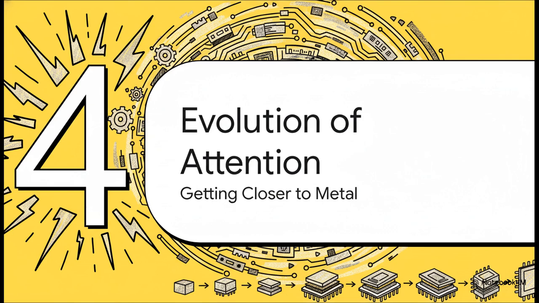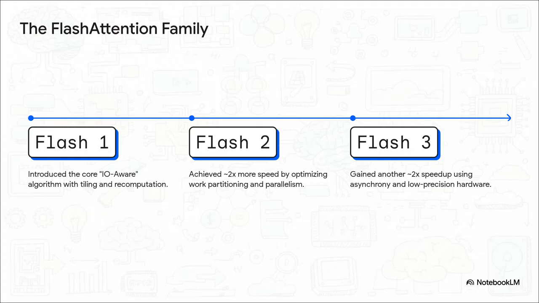But the story didn't stop there. This incredible hardware-aware idea wasn't a one-off. It was the start of a rapid evolution, with each new version getting smarter and faster by understanding the hardware even better. So Flash Attention 1 gave us that core idea of tiling. Then version 2 came along and basically doubled the speed again by getting way smarter about how it split the work across all the GPU's cores. And then Flash Attention 3 squeezed out another 2x speed up by using some really advanced tricks to perfectly hide the time it takes to fetch data. It just got faster and faster.